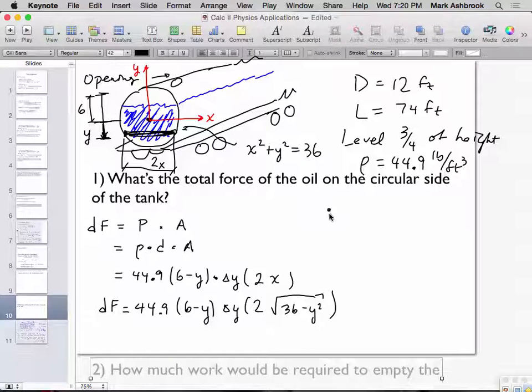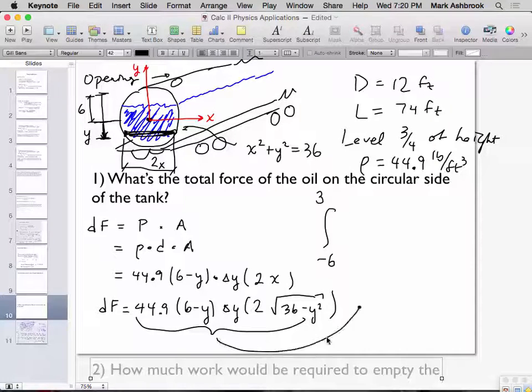Okay, and then we're going to sum all those up. y is going to go from -6 to +3, with a dy instead of a delta y. Ask me questions.